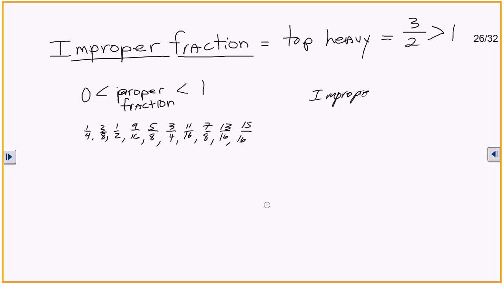An improper fraction is usually a fraction that is above 1. Okay? And you could say, well, equal to 1, that would be the same on top and bottom, and that was a property. We'll go over that in just a minute. And then there's the mixed number.